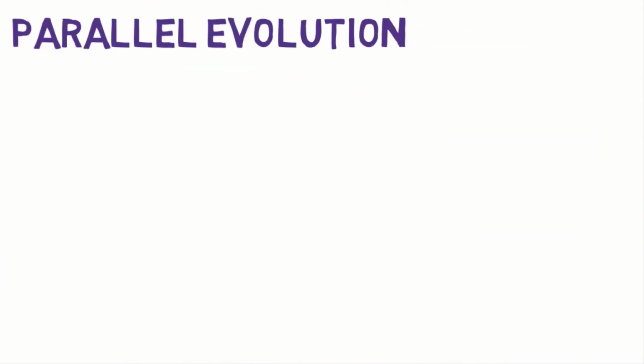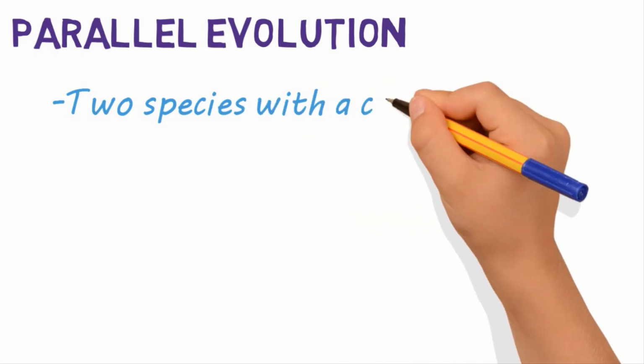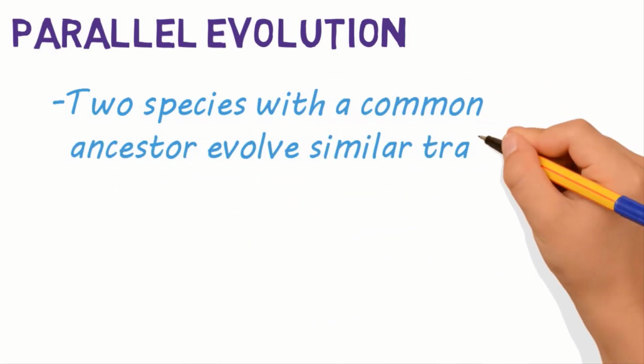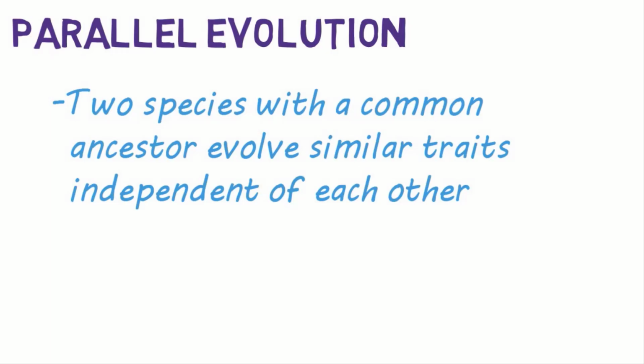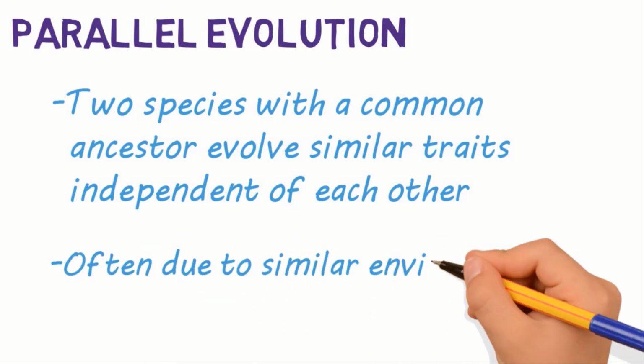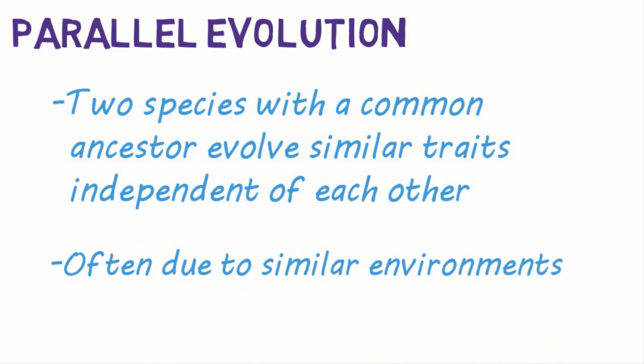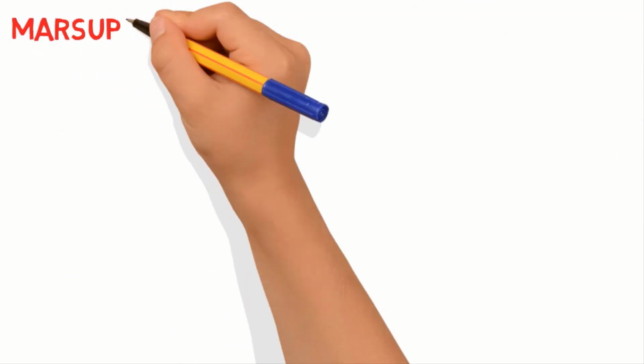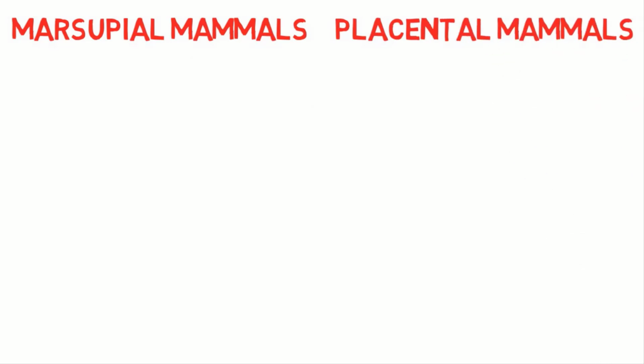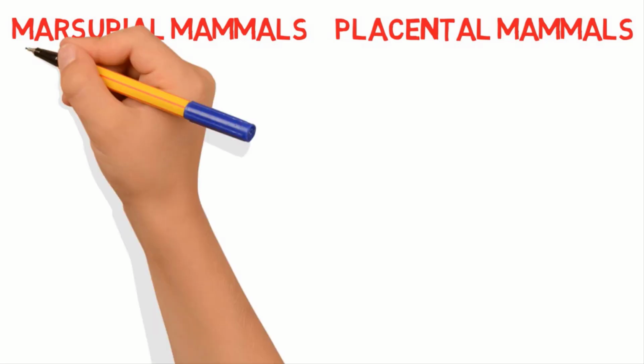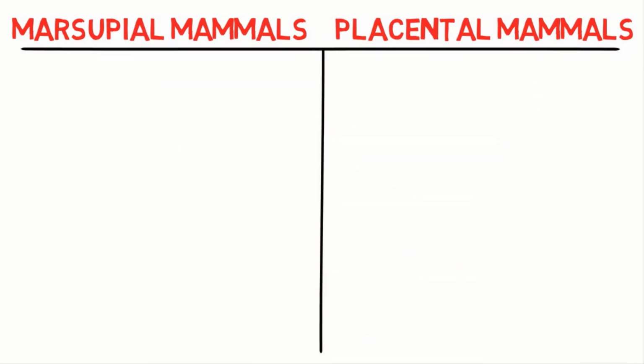However, parallel evolution occurs when two species that share a common trait due to a common ancestor evolve similar traits independent of one another. This is often due to enduring similar environmental pressures. There are many classic examples of parallel evolution between the marsupial mammals of Australia and the placental mammals elsewhere. All of these mammals share a common ancestor, but were separated early on. And despite this separation, they evolved many of the same traits. So let's explore a few of those.